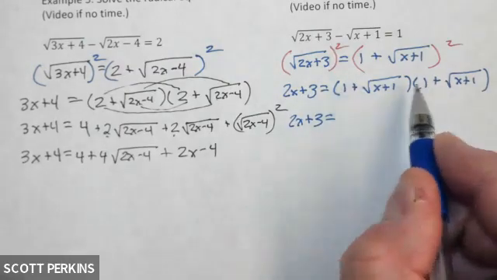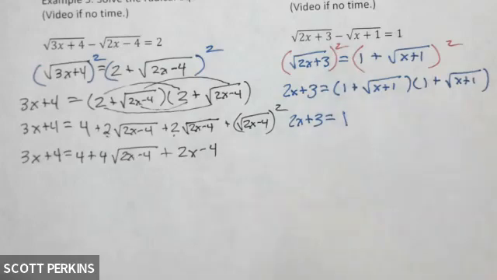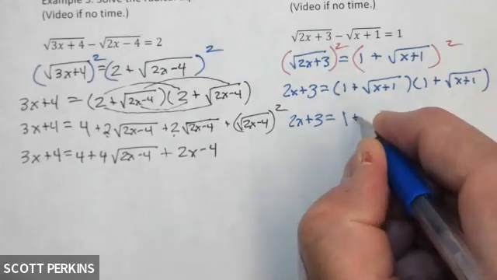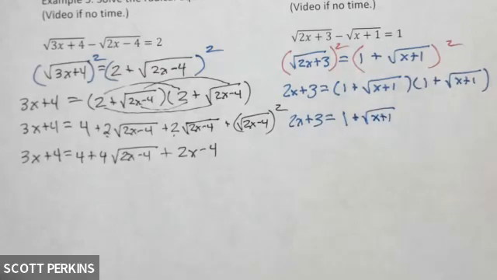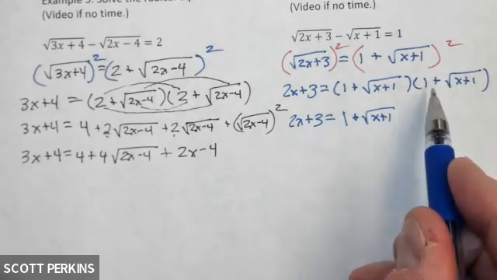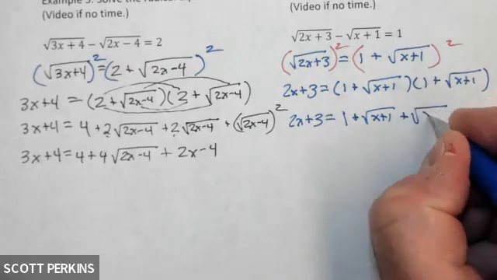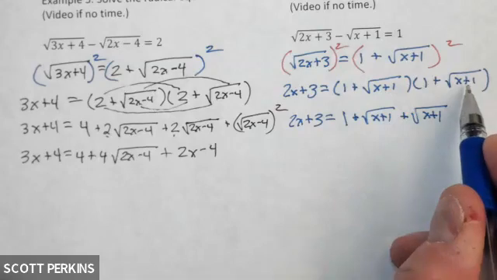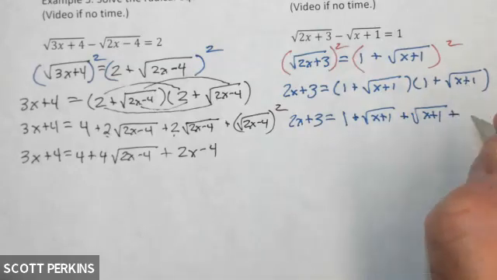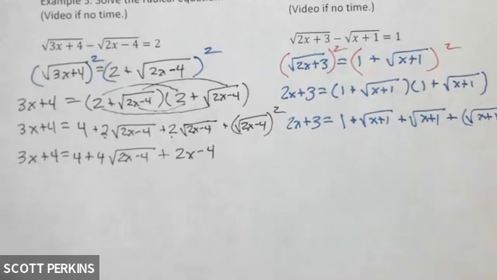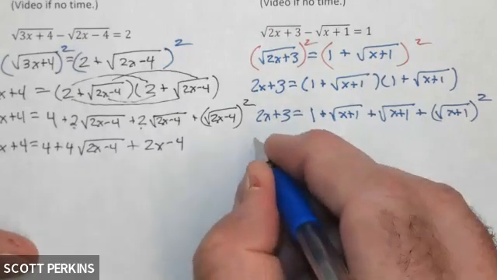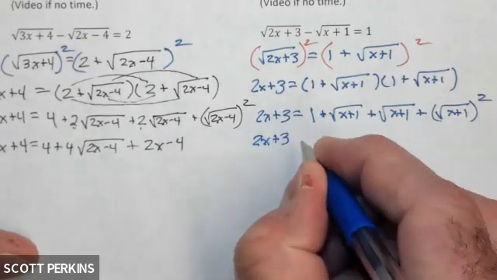So my firsts are 1 times 1, so that's 1. My outers are 1 times the square root of x plus 1, so that's just the square root of x plus 1. My inners are square root of x plus 1 times 1, so again, that's the square root of x plus 1. And then my lasts are the square root of x plus 1 times the square root of x plus 1. That is the square root of x plus 1 squared. And you can just barely see that, sorry. So let's make that look a little neater, and then we'll go on to the next step.